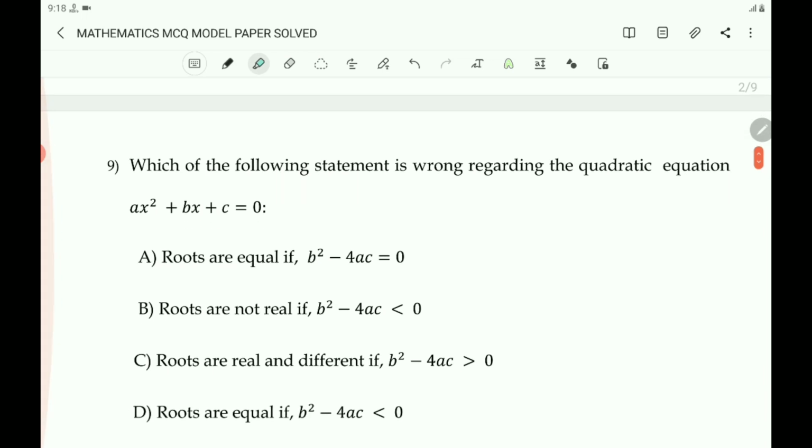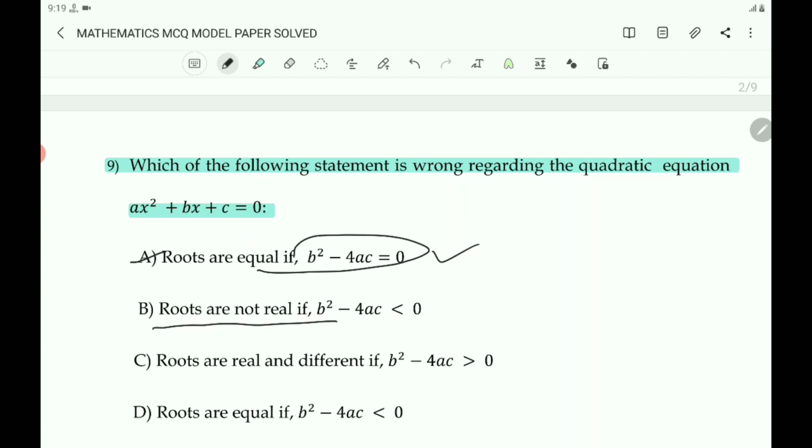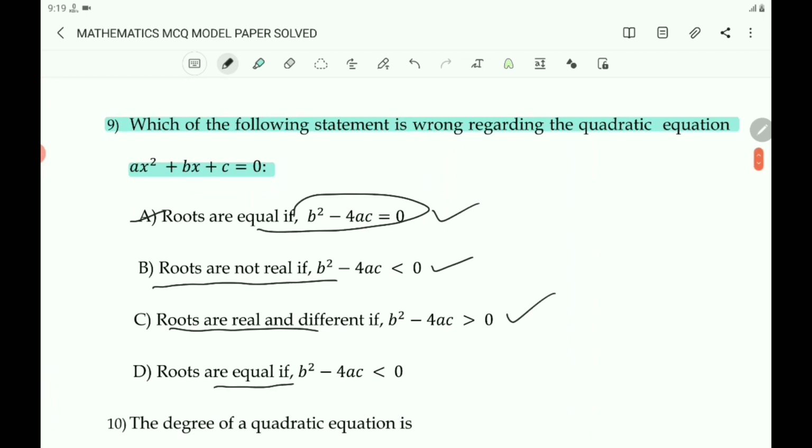Next you take the 9th question. Which of the following statements is wrong regarding the quadratic equation ax square plus bx plus c equals 0? Here, the first one: roots are equal if b square minus 4ac equals 0. Yes, it is correct. Roots are not real if b square minus 4ac is less than 0. Yes, it is also correct. Roots are real and different if b square minus 4ac is greater than 0. Yes, it is also correct. Roots are equal if b square minus 4ac is less than 0. This is the wrong statement.